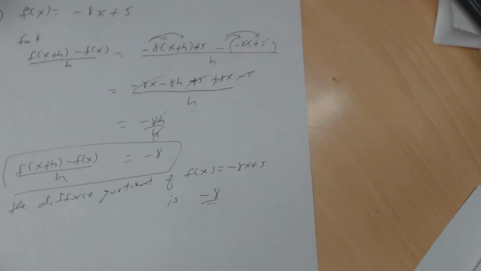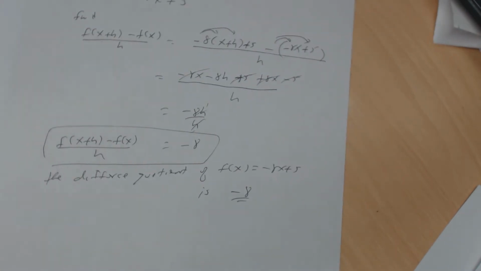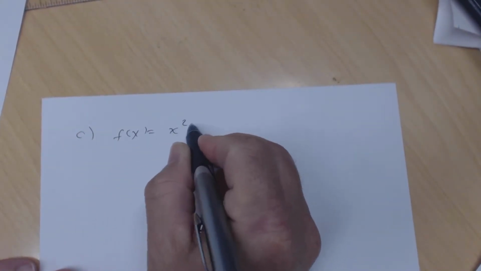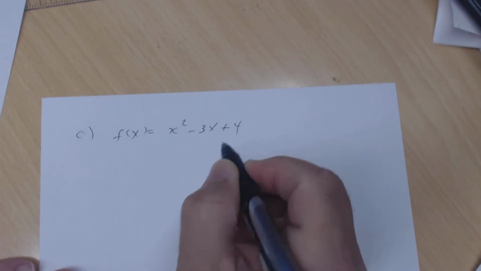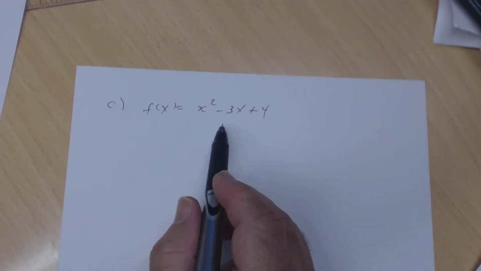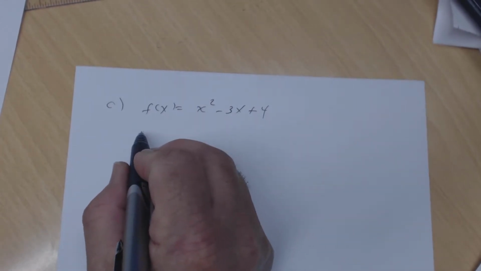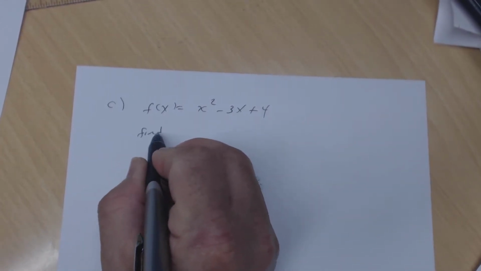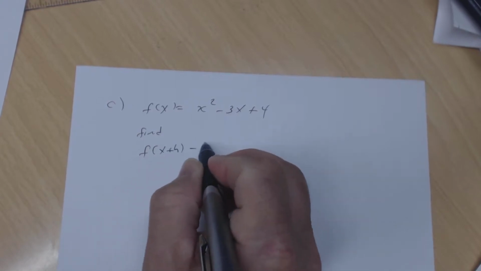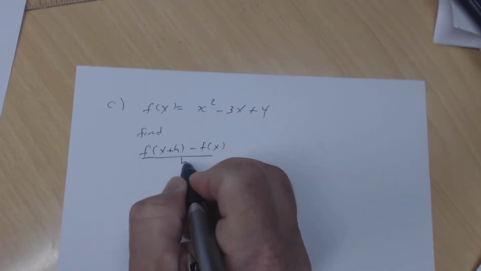All right. Okay. So let's look at C. So let's look at a quadratic function. All right. Suppose I had this function, f of x equals x squared minus 3x plus 4. So I want to find the difference quotient for this function. I want to find f of x plus h minus f of x over h.